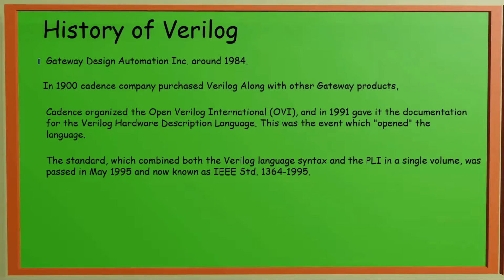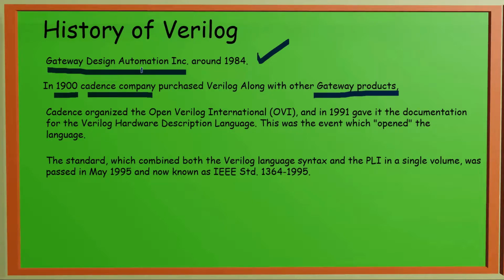So now let us see a brief history of Verilog. The company called Gateway Design Automation first started the idea of Verilog, and they developed some module. They copied it from some other popular software of that time, and later on in 1990, Cadence company, a very famous company which developed various FPGAs and CPLDs and the tools related to HDL, purchased the Gateway products along with the company Gateway Design Automation.